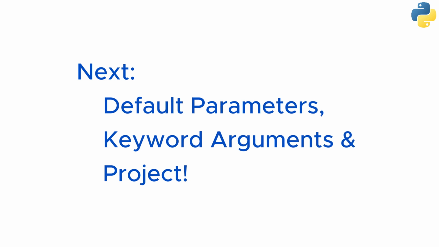We've covered the basics of defining and calling functions and how to use positional parameters to make your functions flexible. I hope you're already seeing the power of functions in making your code cleaner and more efficient. In part 2, we'll dive deeper into more advanced parameter types like default parameters and keyword arguments. Plus, we'll build a fun project.